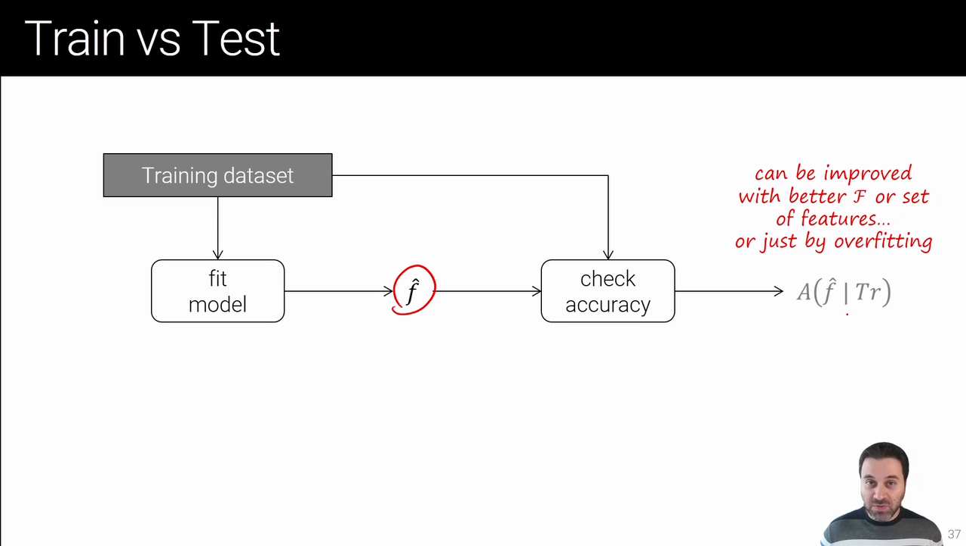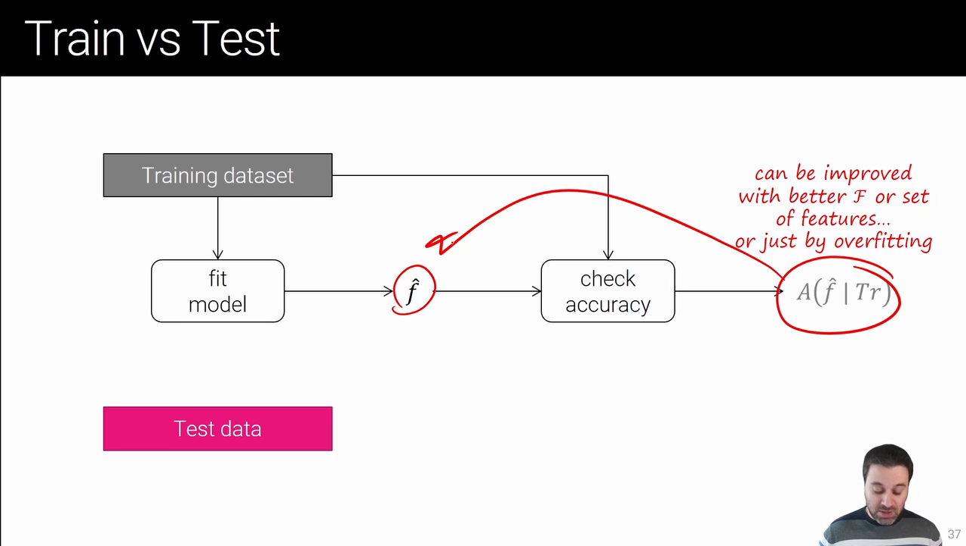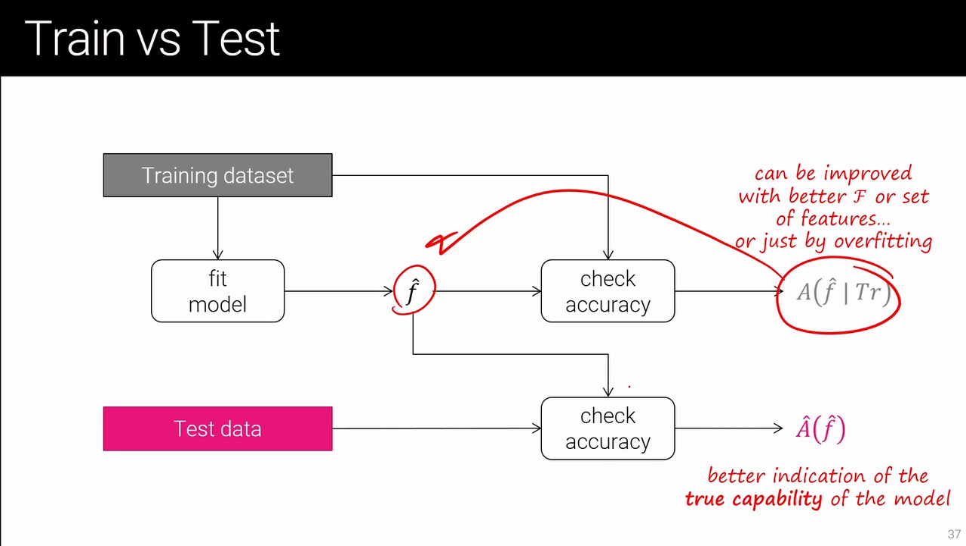We know this can be improved just with a better class of models, a better set of features, or just by overfitting. So this is not a really good idea. This is precisely the criterion algorithms use to come up with this model in the first place. That's not a good thing to look at in order to determine how good the model is. So what we should do is get some test data different from the training data and use that one to check the model accuracy and come up with an estimate of how good the model is in general, the true capability of the model regardless of the training data.